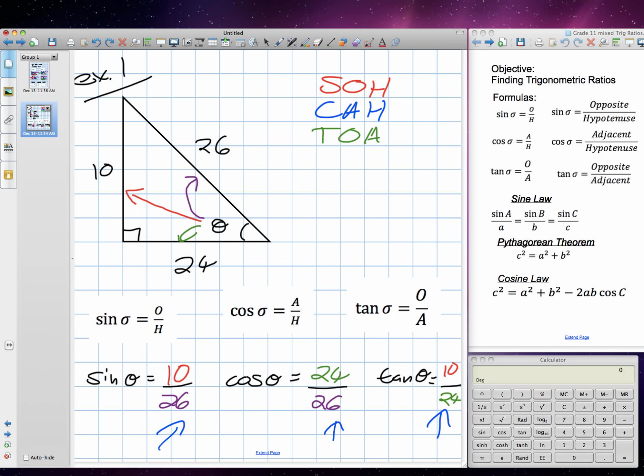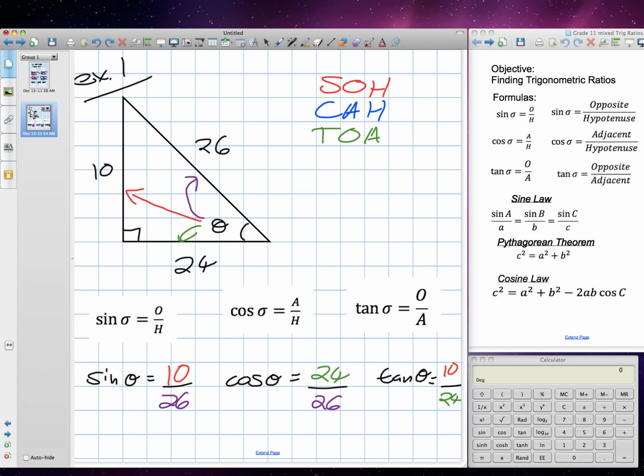Sine is opposite over hypotenuse. Cosine is adjacent over hypotenuse. Hypotenuse occurs in both the sine and the cosine. And tangent is opposite over adjacent. Opposite occurs in sine and tangent, and adjacent occurs in cosine and tangent. Okay? So it's very important that we know how to set these numbers up.